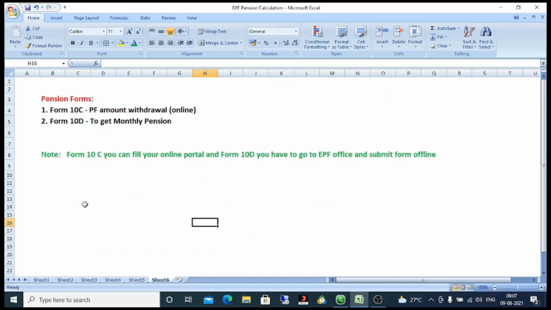Let me go to the pension forms. What are all the forms available? Form 10C is used to withdraw the amount from the PF. It can be done using the respective person's online portal. Apart from that, Form 10D is to get the monthly pension. This form has to be filled manually and submitted offline at the Employee Provident Fund office. This is mandatory to get the monthly pension.